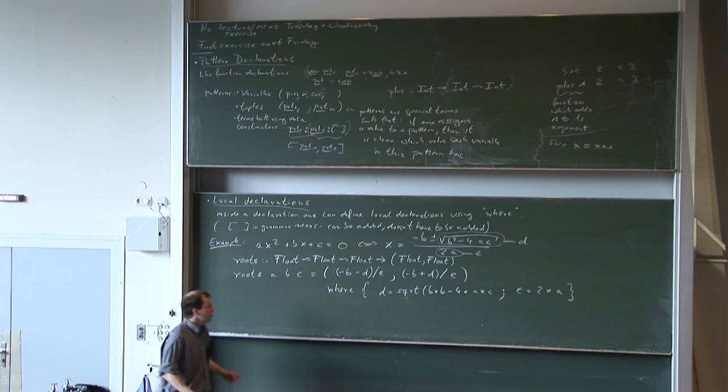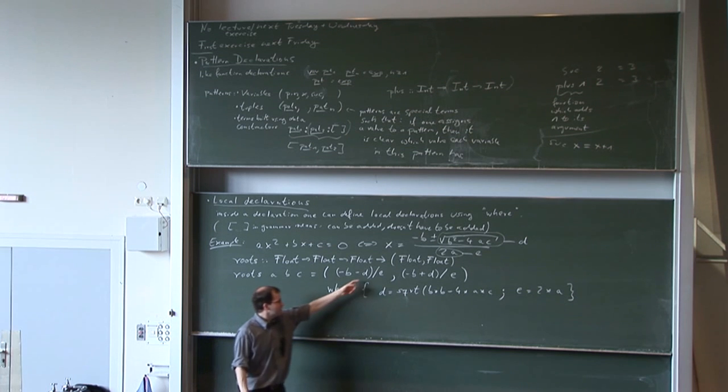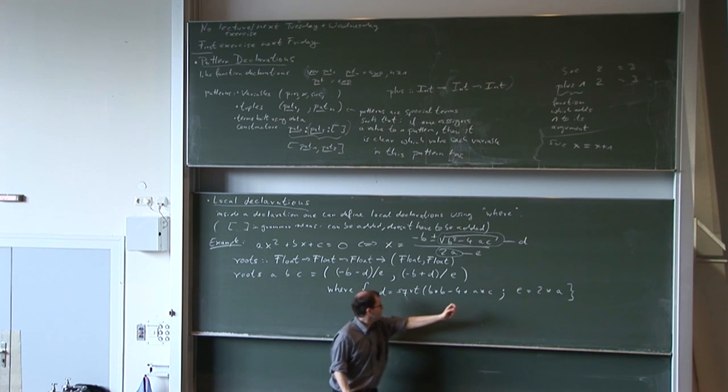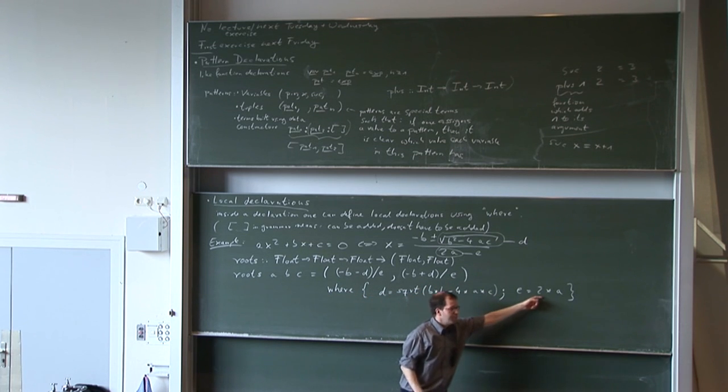What is important is, of course you can write this program without local declarations. Instead of D, you always write this big term, and I forgot a closing bracket. And instead of E, you write this term.